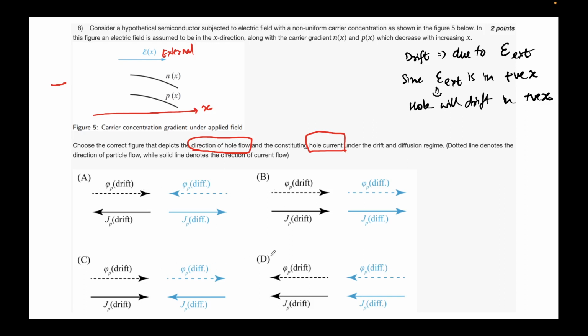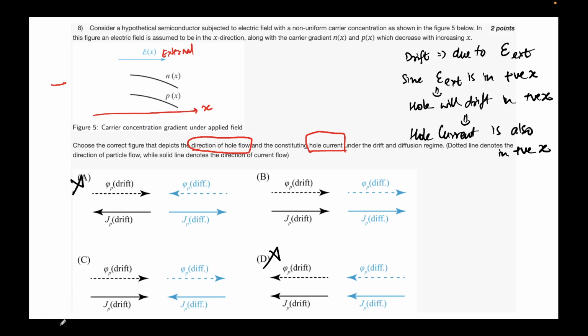This one may be correct, this one is wrong. So here the hole is drifting to the left. Okay, and if the hole is drifting to the right, this means the hole current will also be to the right. Hole current is also in positive x, because the hole is positively charged. If the hole is going towards the right, that means the hole current will also be towards the right. Here the hole current is towards the left, which is wrong, because the direction of hole travel and current has to be the same. So either B or C is the option.